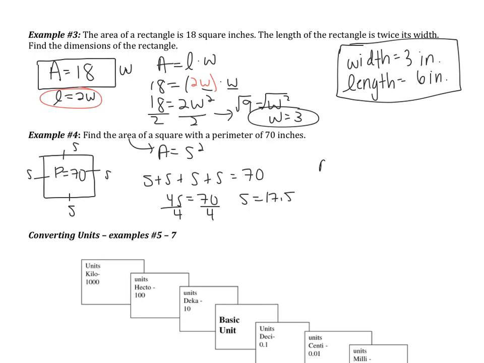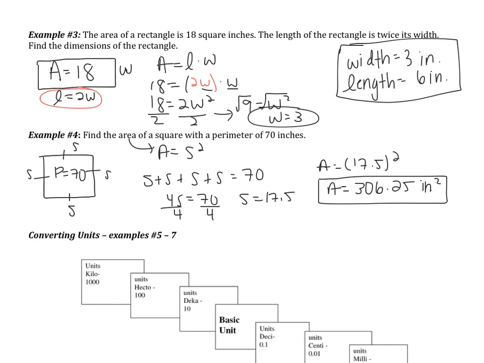Now I can find the area. The area is base times height, or just take one of those sides and square them. So I'm going to have 17.5 squared. My area ends up being 306.25 inches squared, because remember that area is always units squared.